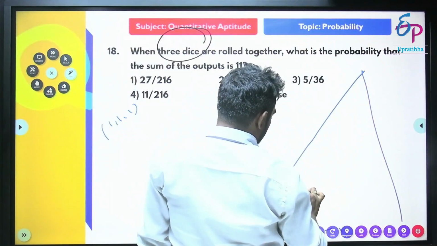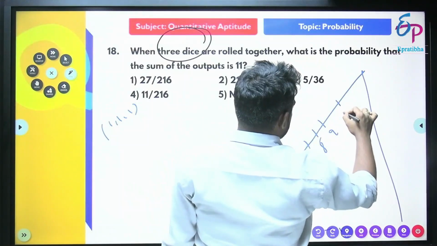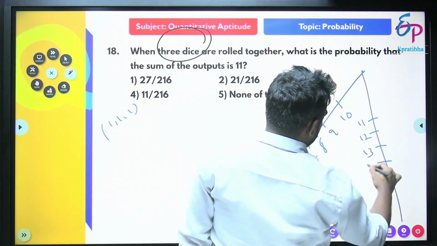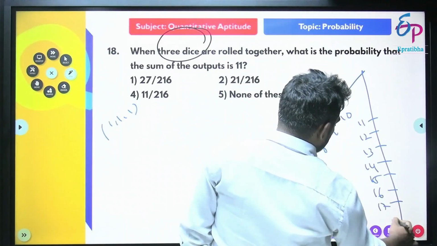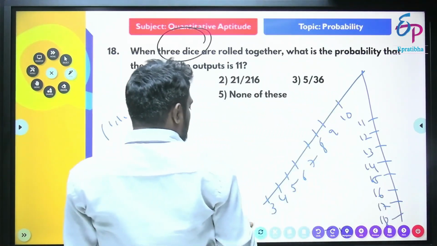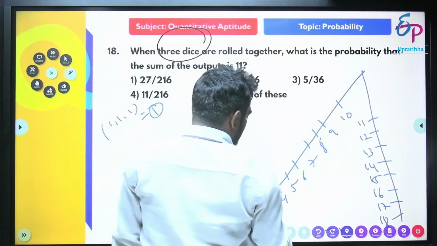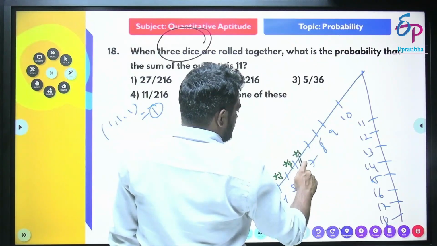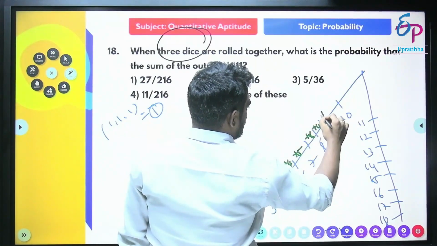3, 4, 5, 6, 7, 8, 9, 10, 11, 12, 13, 14, 15, 16, 17, it is 8. 3 means sum of 3 should be one time. 1. Here it is plus 2. Here it is plus 3, plus 4, plus 5, plus that is plus 4 and plus 2.